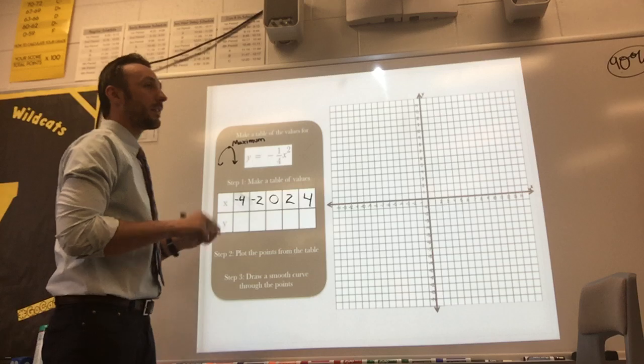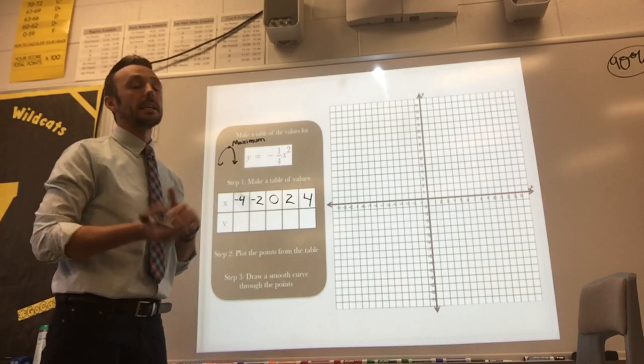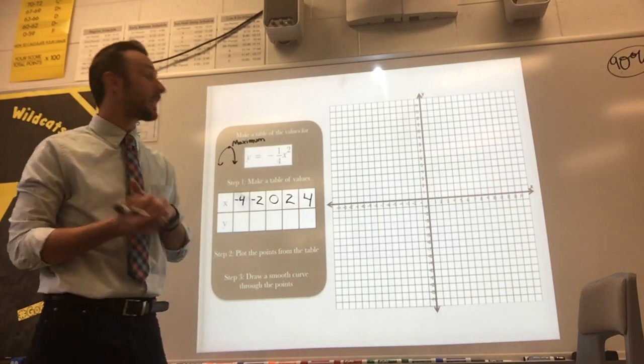Could you pick 3 and 5? Yes. Would you be left with a decimal or a fraction? Yes. Could you still graph that? Yes, but let's make our life easier if we can.